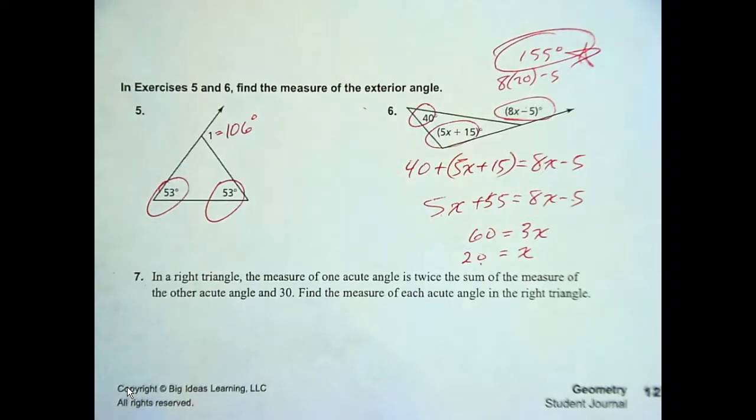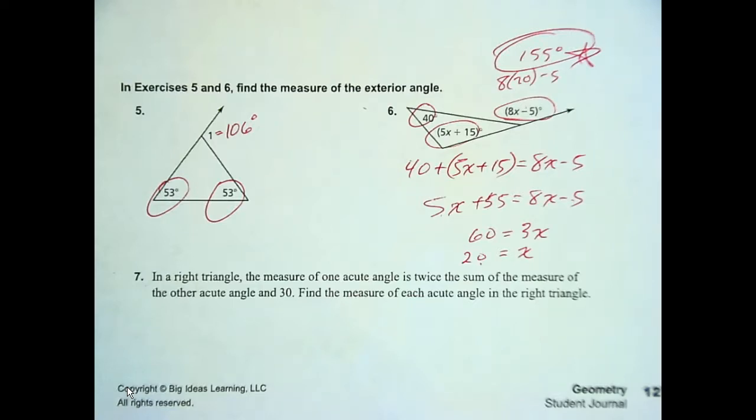All right. Number 7, in a right triangle, the measure of one acute angle is twice the sum of the measure of the other acute angle and 30. Find the measure of each acute angle. Tell your neighbor what you got. Not a lot of talking there. It's a word problem. It's scary. Anyone have a plan of attack on this? Break it into thirds? Okay.